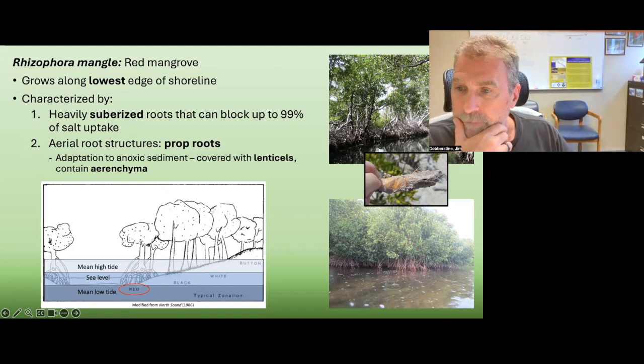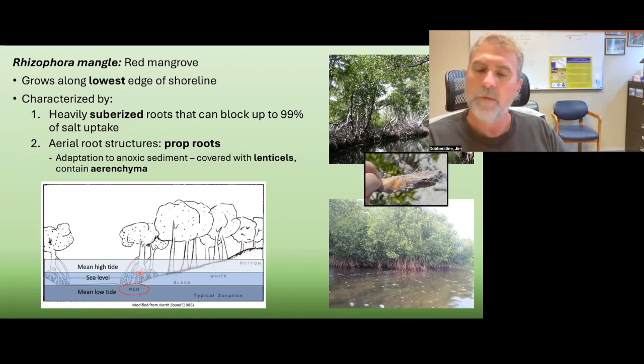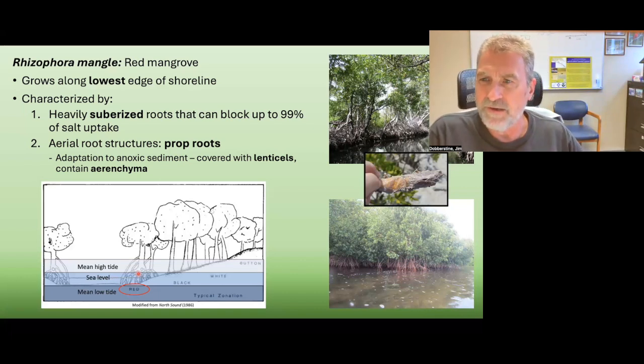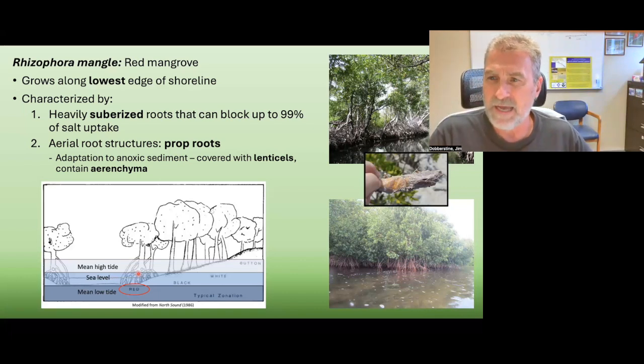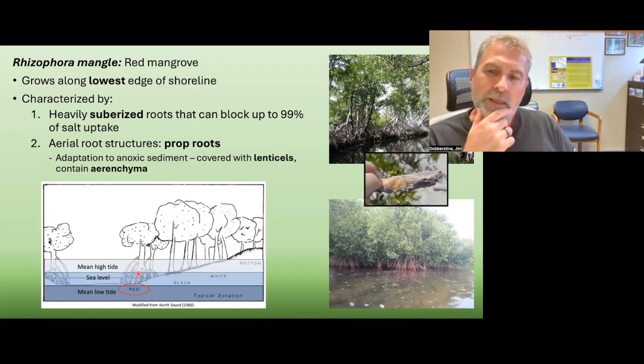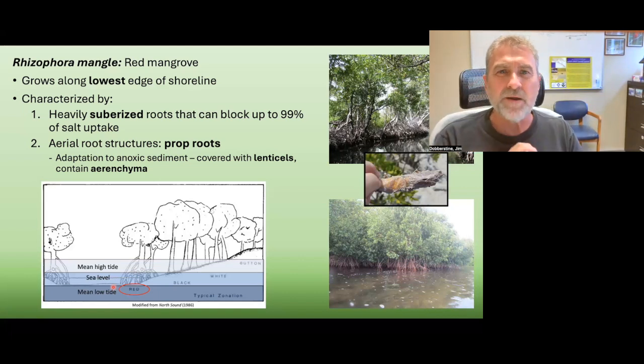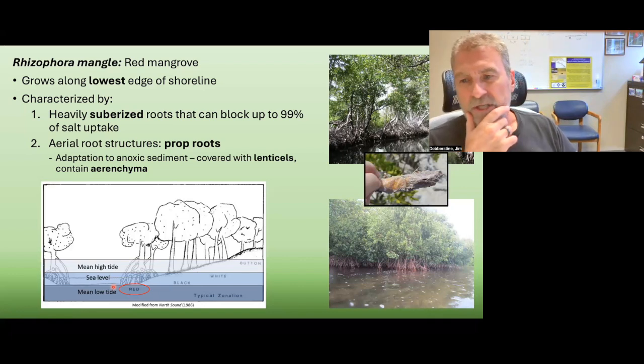But in any event, if we look at zonation of mangroves, so here again, let me get my pointer. There we go. All right, so if you look at zonation of mangroves, from downslope to upslope, today we're going to be starting downslope and kind of working our way up. Red mangrove likes to be in that intertidal zone. Of the mangroves, it likes to grow along the lowest edge of the shoreline. So you'll find it in the same intertidal area that you'll find Spartina alterniflora that we talked about last class period.